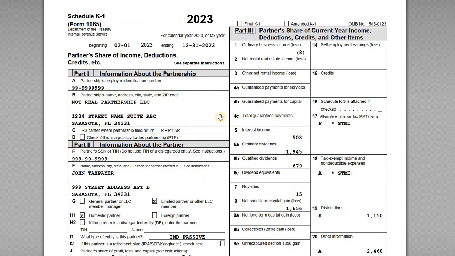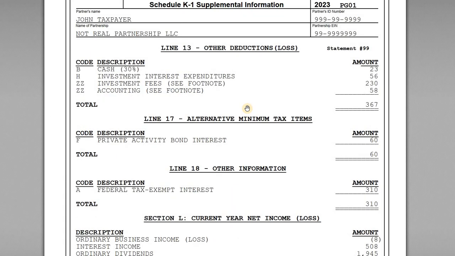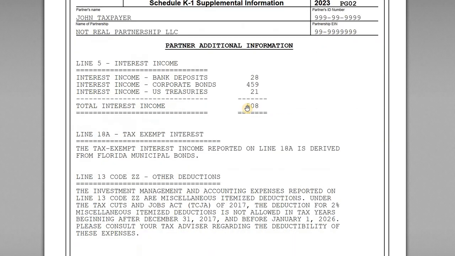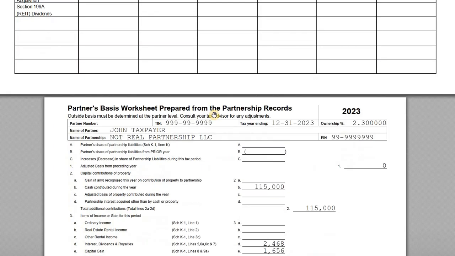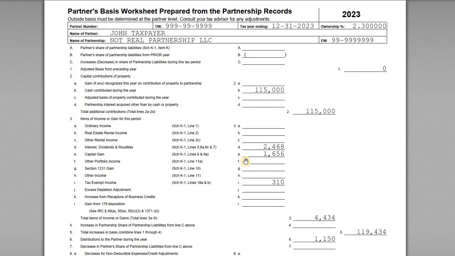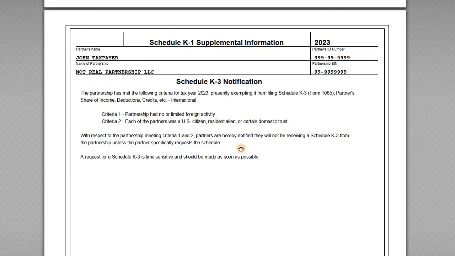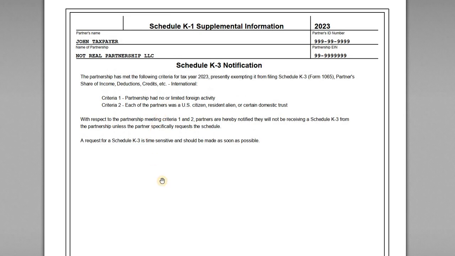So the K-1 has page 1 here, and then we've also got a couple of pages of footnotes, so there's some supplemental information here. Page 2, page 3, some additional info as well. And the fourth page is information on QBI, so that's the qualified business income items that are passing through. And we do have a partner's basis worksheet, so we'll cover this as well. And then lastly, we have the Schedule K3 notification alerting the partners that K3 is not going to be provided because it qualifies for an exception.